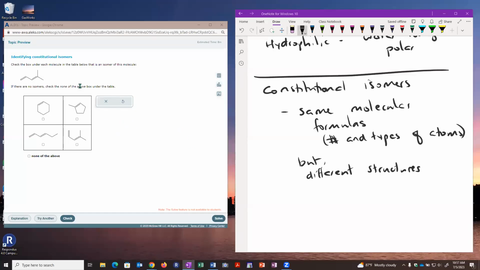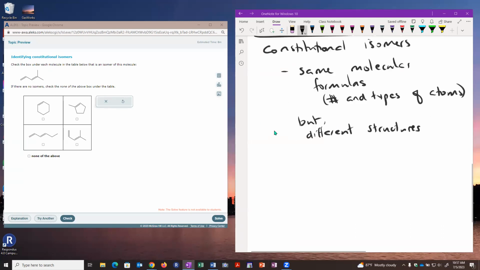All right, so in the next one, we're looking at identifying isomers of a particular molecule. So if we're looking at constitutional isomers, remember what this means is that we're going to be looking for things that have the same molecular formula. So that means that they're made up of the same number and types of atoms, but how those atoms are connected is going to be different, which leads to different structures.